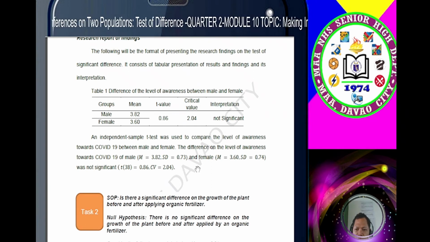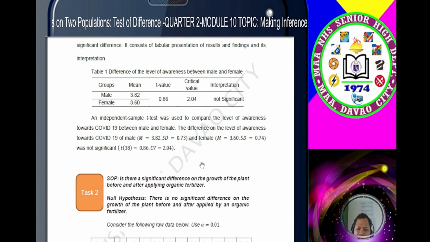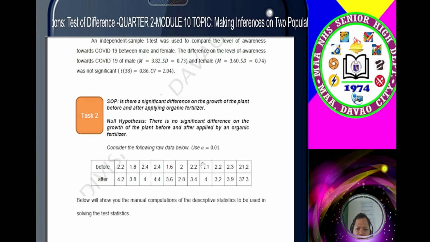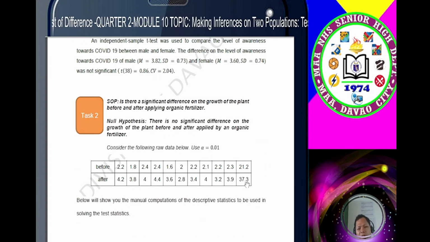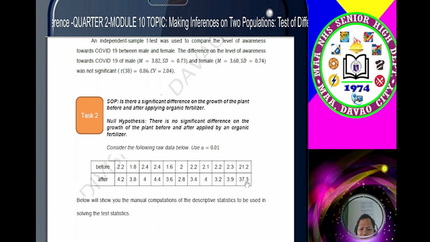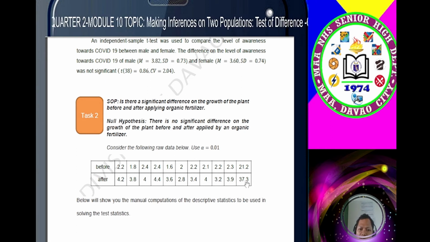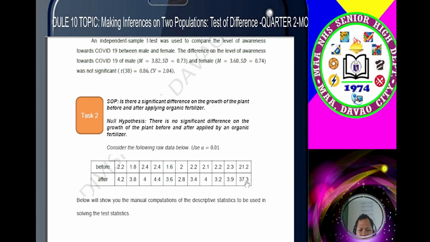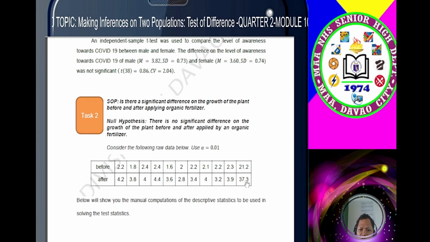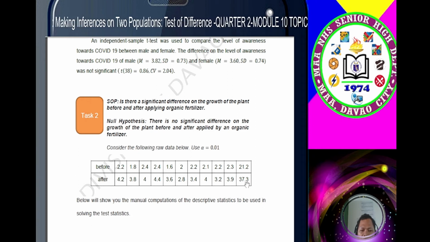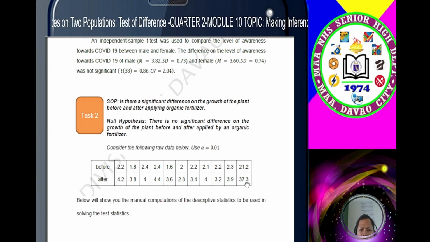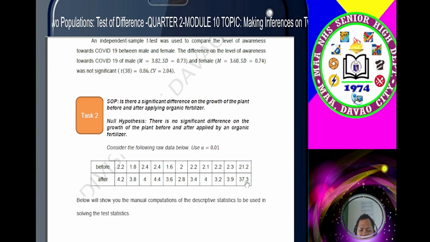So let's now go to the dependent sample t-test, or the paired sample t-test. Let's have this example. As our statement of the problem: is there a significant difference in the growth of plants before and after applying organic fertilizer? Our null hypothesis here is there is no significant difference in the growth of plants before and after applying the organic fertilizer.